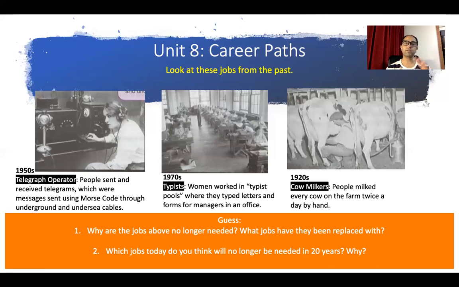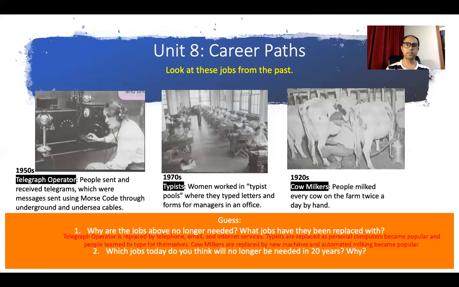So number one is from the past, like the 1970s, 1950s, 1920s to now. 過去から今まで. Number two is 今から maybe 20 years later. 20年後まで. What other jobs will disappear? Please guess. And let's see.